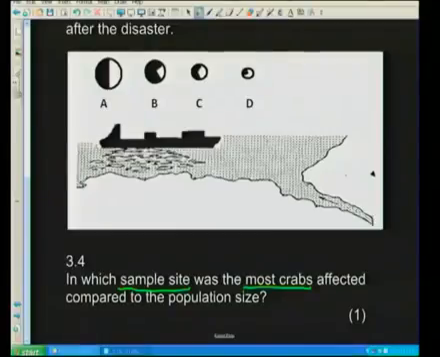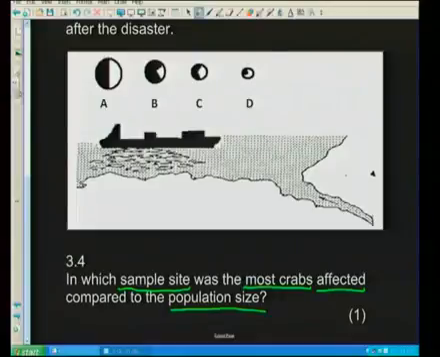I always say to my learners, read every single word and read up to the end of the question, because there might just be one little word that you have missed out, and that will then give you the answer. You might not get the answer because you haven't read that word. Right, in which sample site was the most crabs affected compared to the pollution population size?